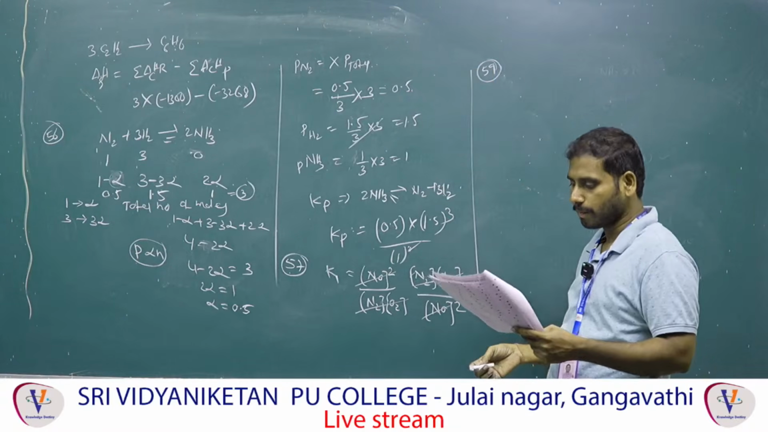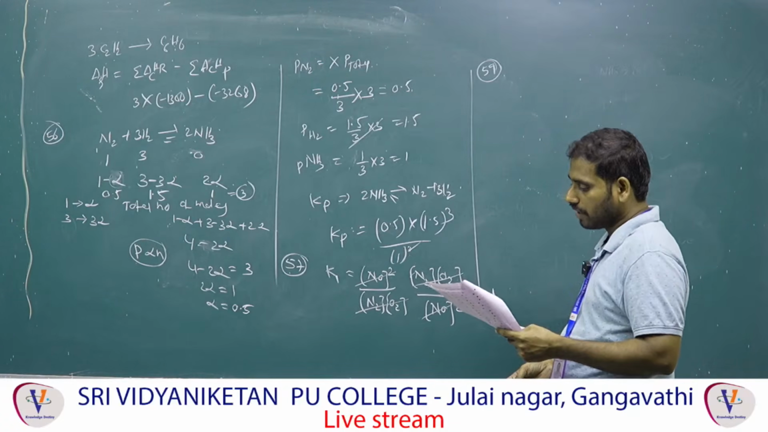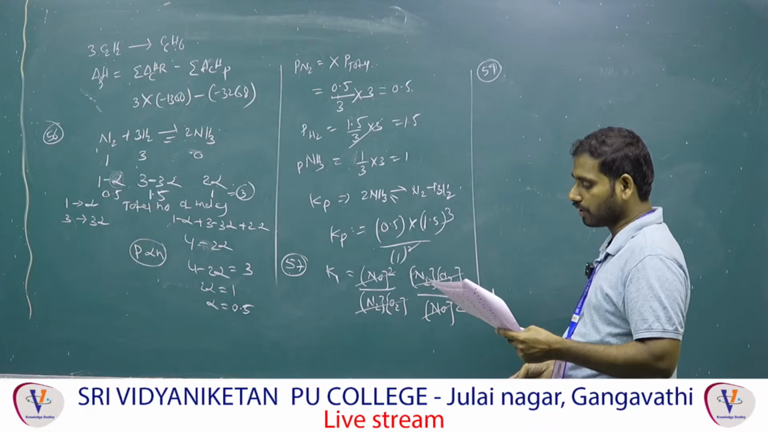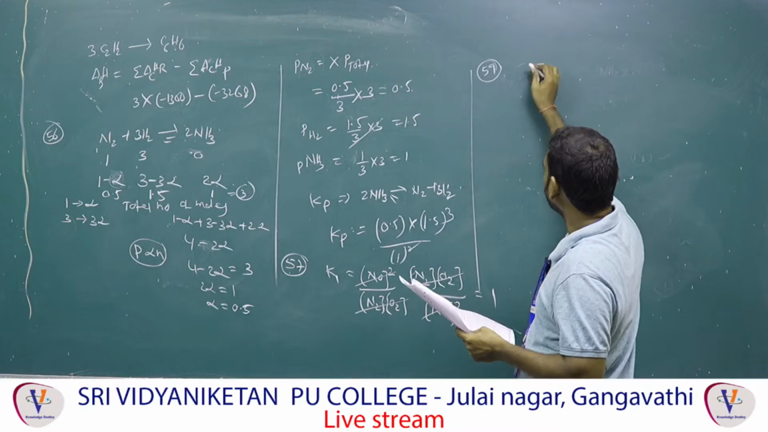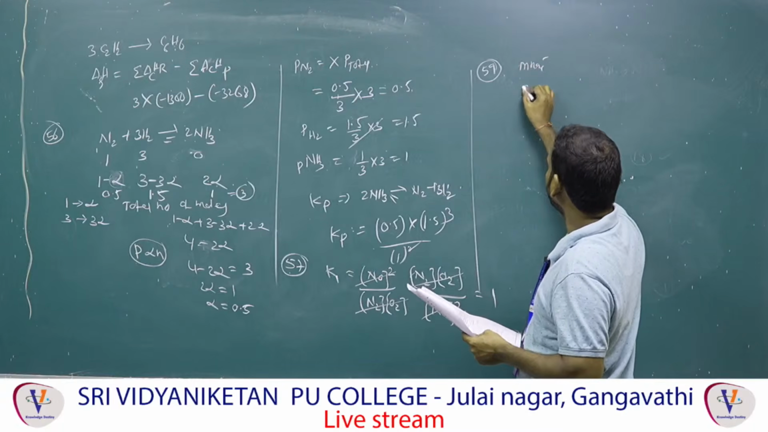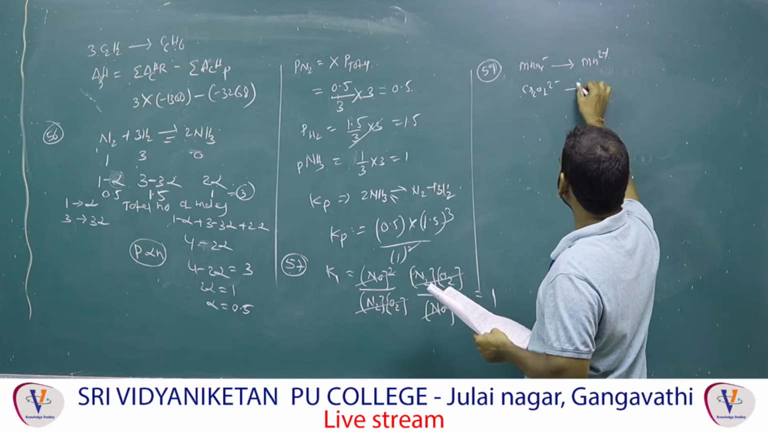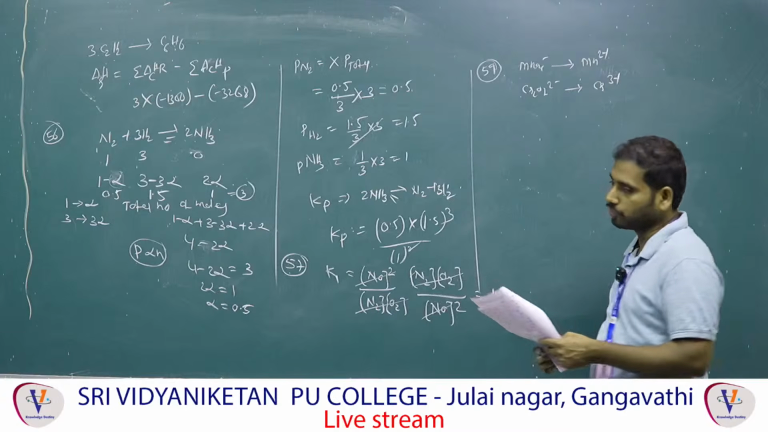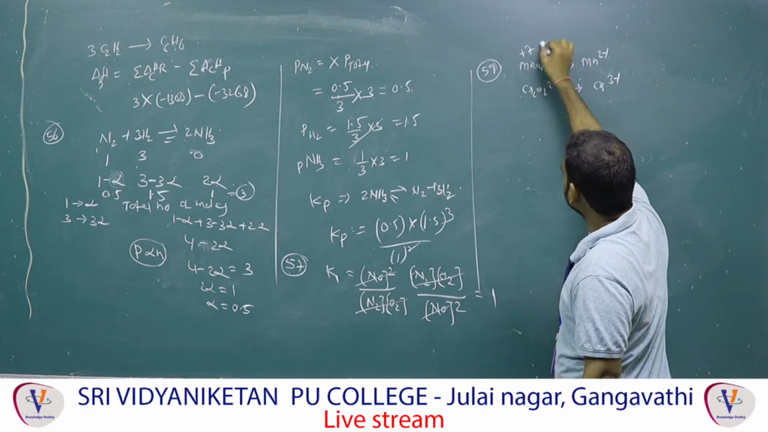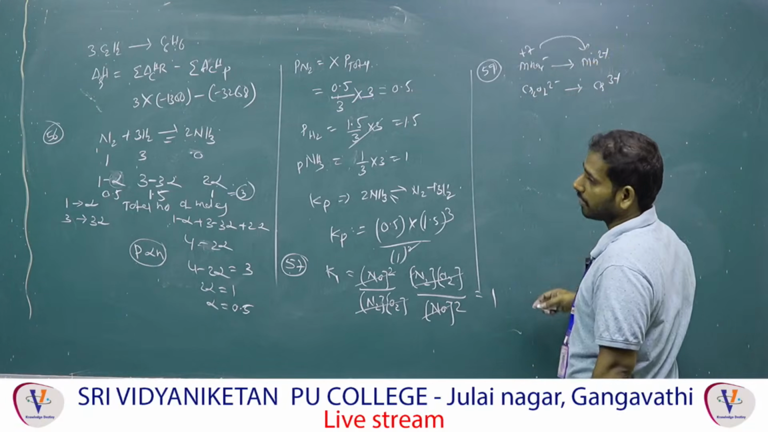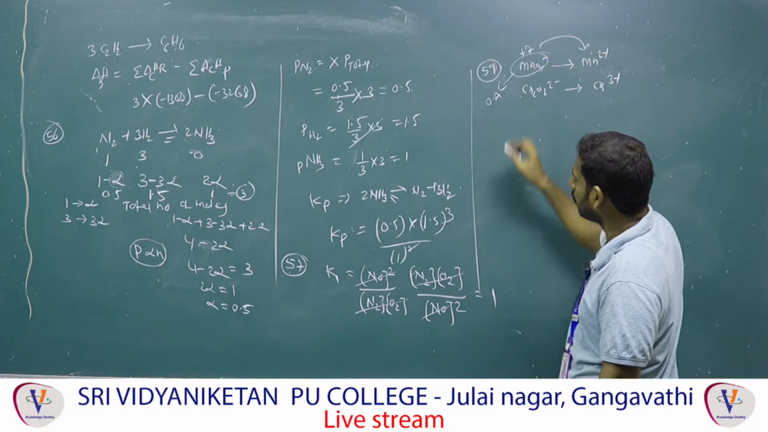Now 59, 60. Observe. Sorry, 58. Which of the following oxidation reactions are carried out by both K2Cr2O7 and KMnO4 in acidic medium? First, MnO4 minus changes to Mn2 plus. You want to know this first. MnO4 minus oxidation state is plus 7, here plus 2, plus 7 to plus 2. That means reduction. Reduction means this is acting as an oxidizing agent.